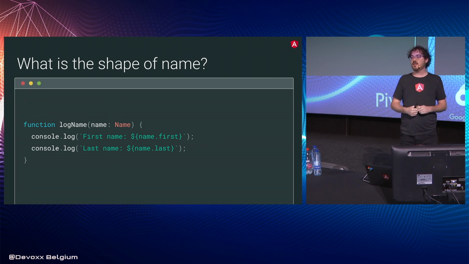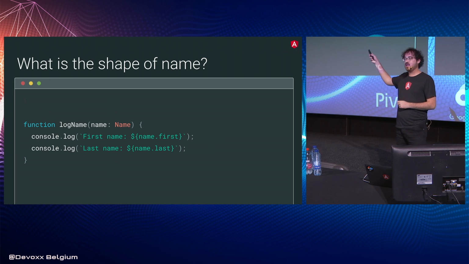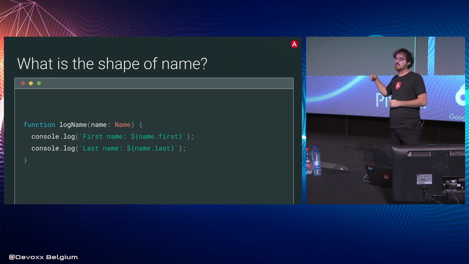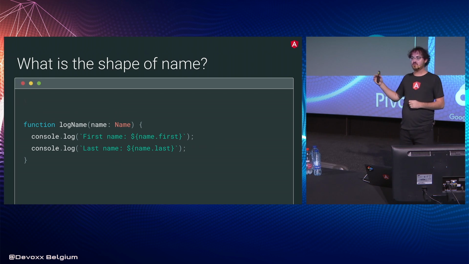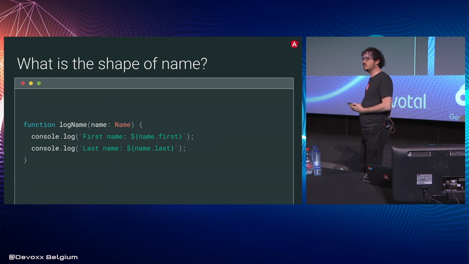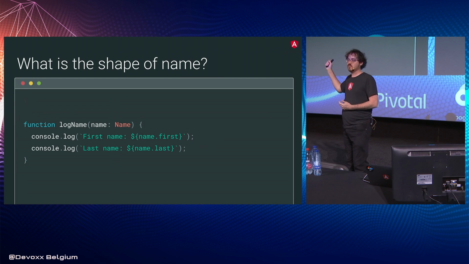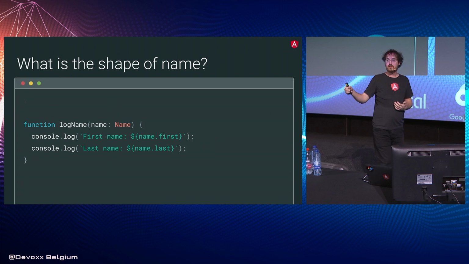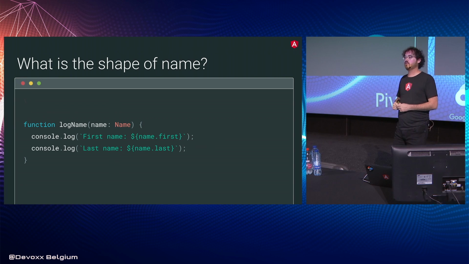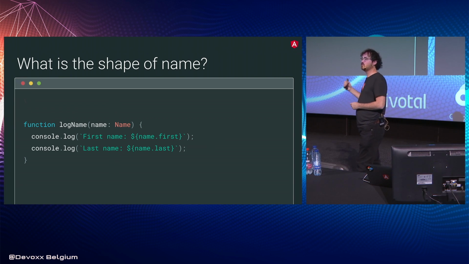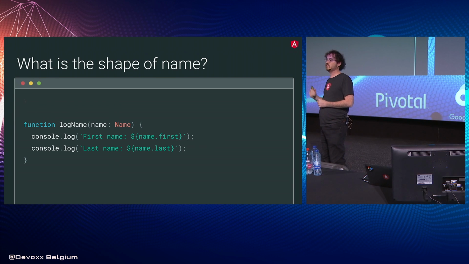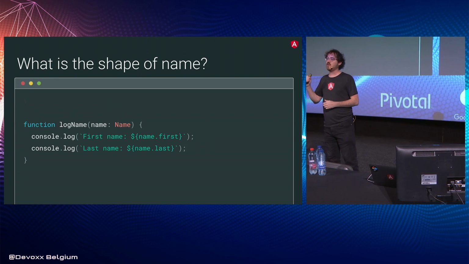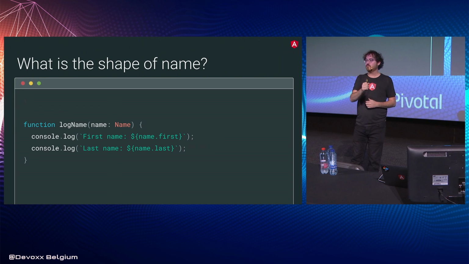And the answer is that it depends on the types of names that the jitter sees being passed to this function as it runs in the browser. If there's only ever one shape of name that gets passed through, and we say the name object is monomorphic, then the jitter can generate really efficient code for this, because it can assume that the name has a certain shape, a certain layout in memory. It can write direct memory accesses to read the first and last properties.